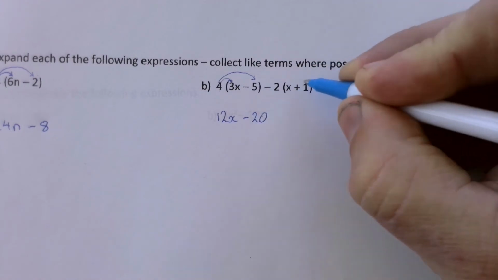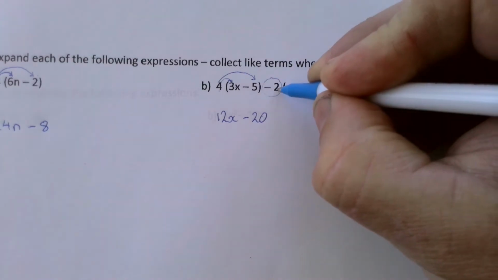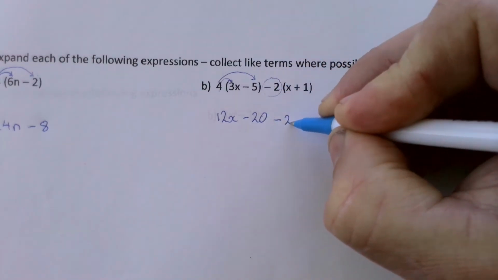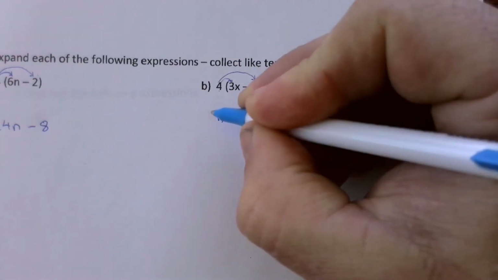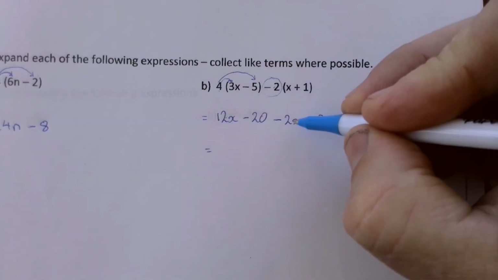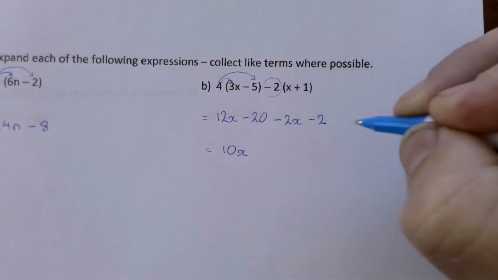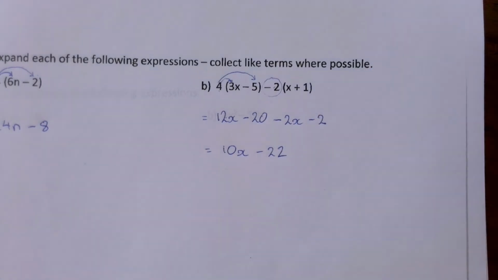Okay, we have to get rid of these brackets too. So remembering that the negative goes with this term, okay? Negative 2 times x makes negative 2x. Negative 2 times 1 makes negative 2, okay? Now I'm going to collect up my like terms. So I have 12x and I take 2x away, leaving me with 10x. I have negative 20 and I take 2 away, I have negative 22.